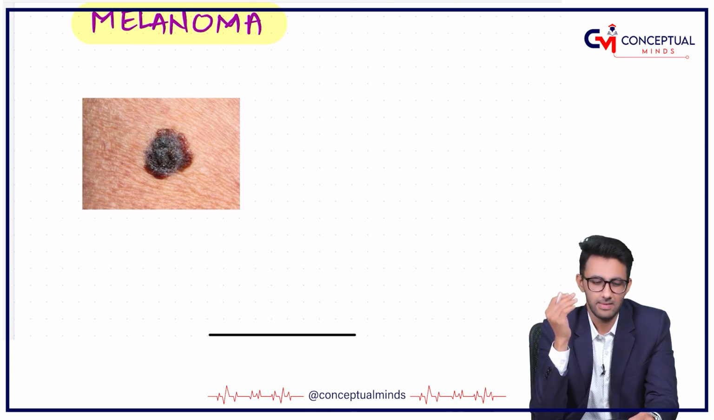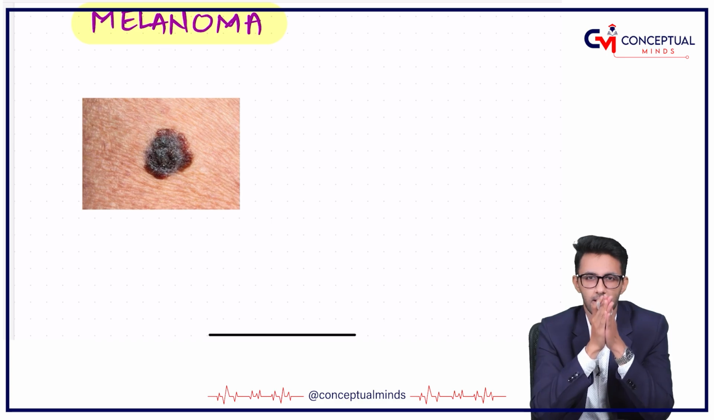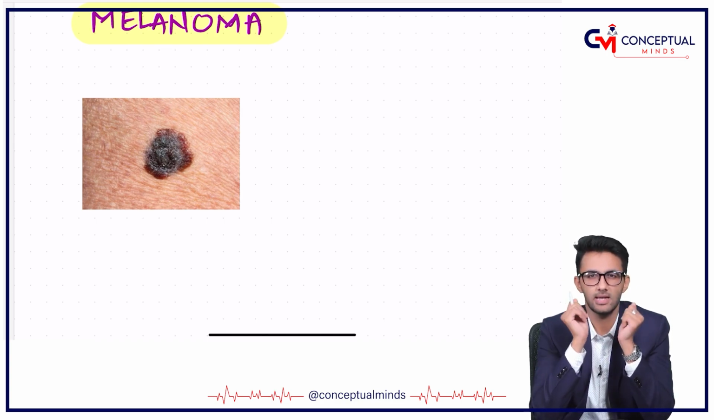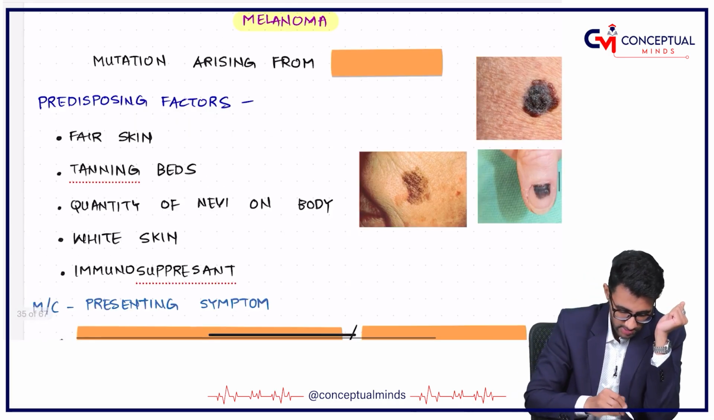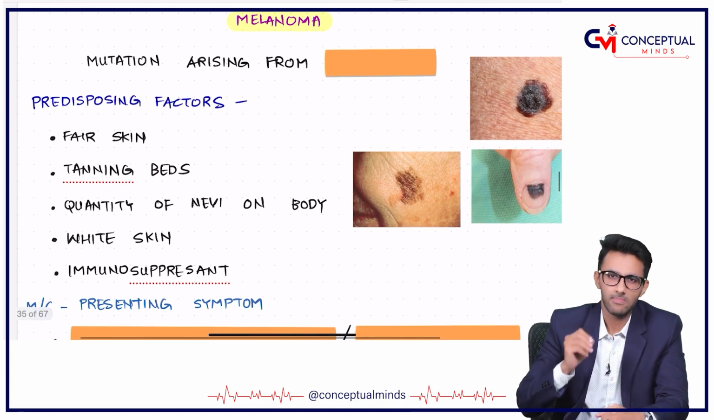That is the first thing, because as we go ahead in this discussion, the main thing about this topic is going to be how we are going to classify it. When we see a melanoma, what is the difference between just a normal regular mole and a melanoma? Let us start our discussion. The basic thing is that there are mutations which arise from the melanocyte.